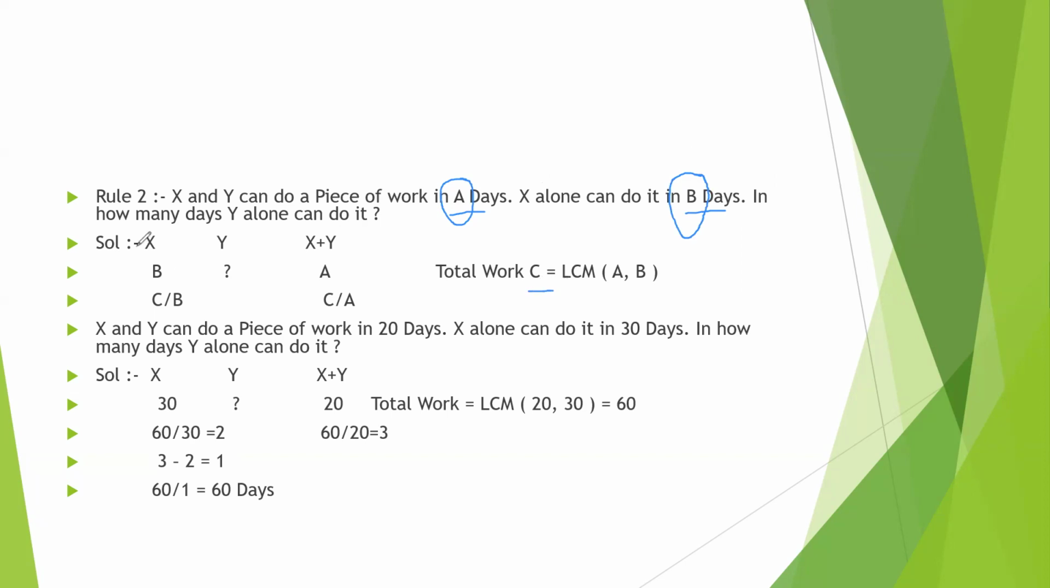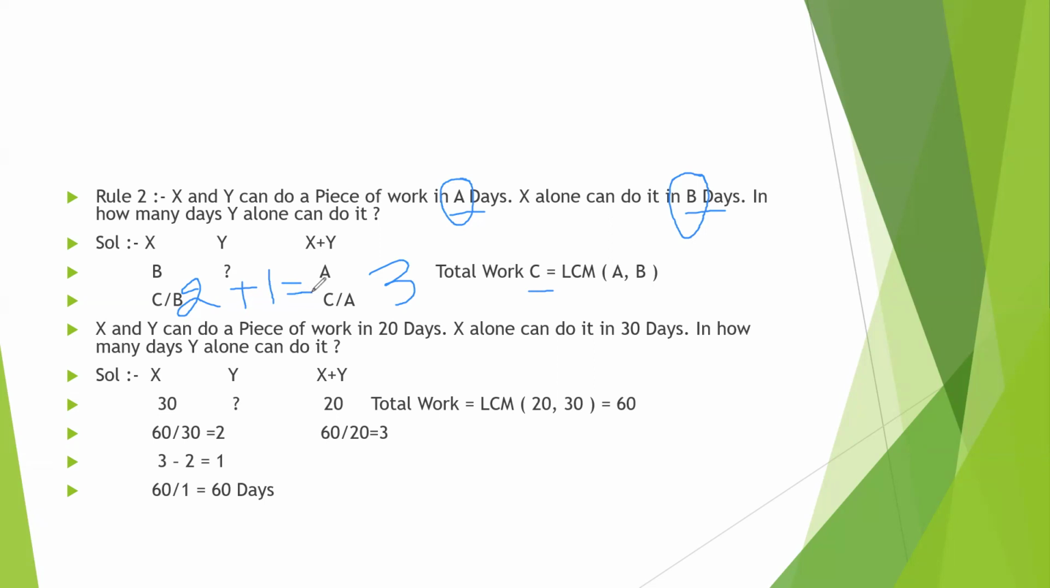Now X can do the work in B days, so X's per day work is total work C by B. Then we find Y. The combined work is given as A days, so the combined one day work is C divided by A. Suppose X's answer is 2 and the combined answer is 3. Then how much do we add? 2 plus 1 gives 3. Therefore Y's units per day equals 1 unit.